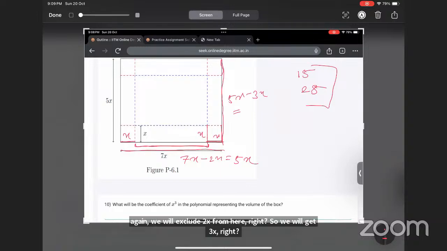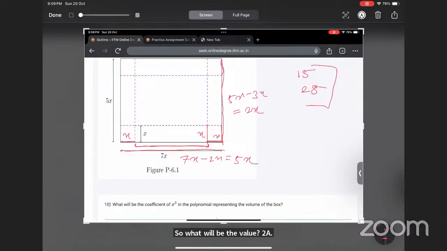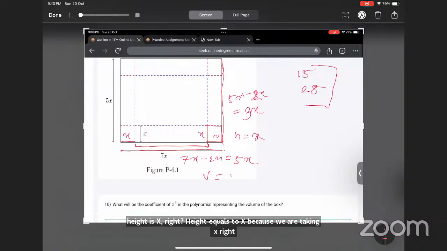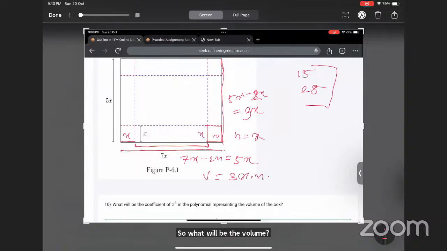So what will be the value? 2x. Sorry, yes. Okay. And the height is x, because we are taking x, right? So what will be the volume? It will be 5x into 3x into x. Yes. So 15x cube. So the coefficient of x cube is 15, right? So 15 is the correct answer.